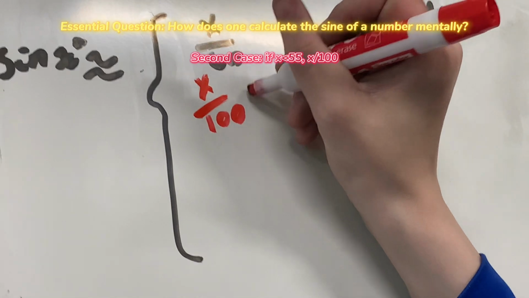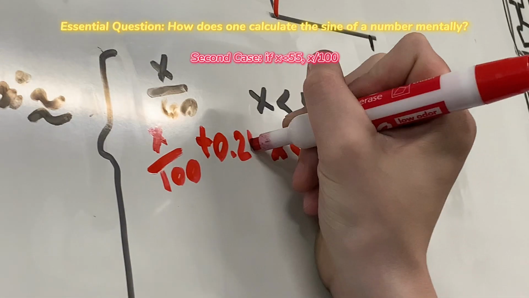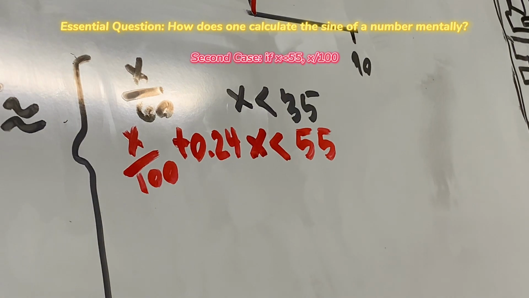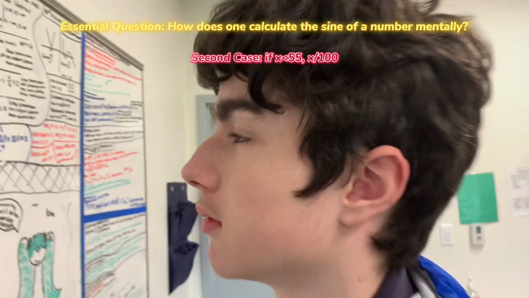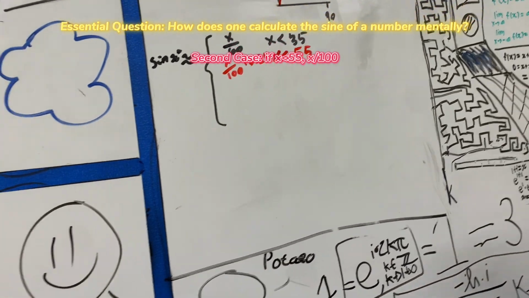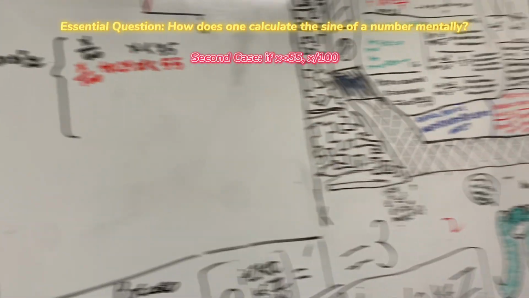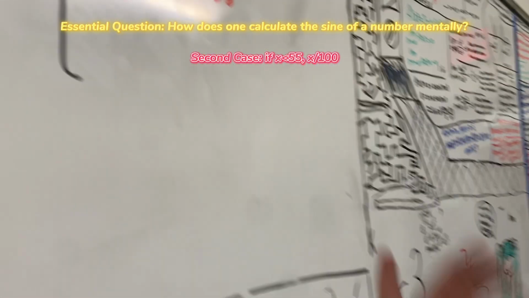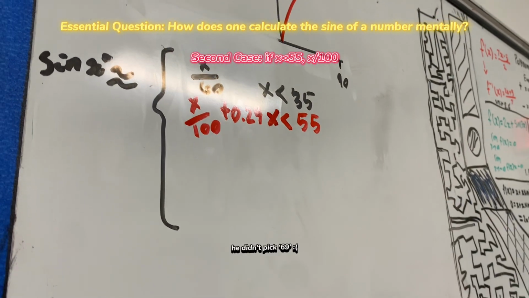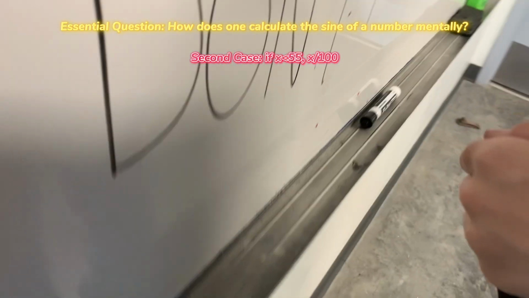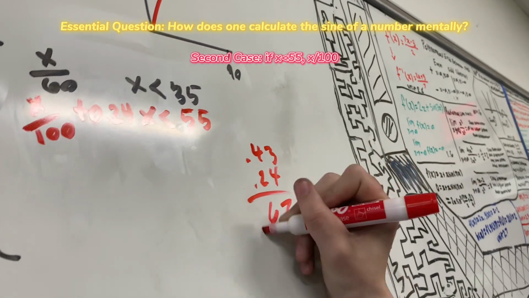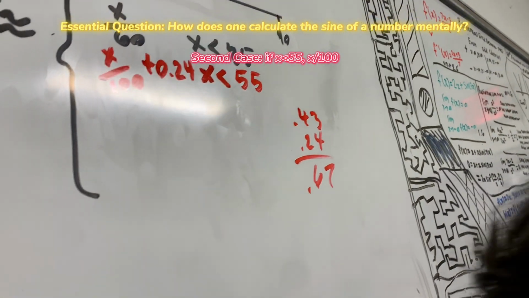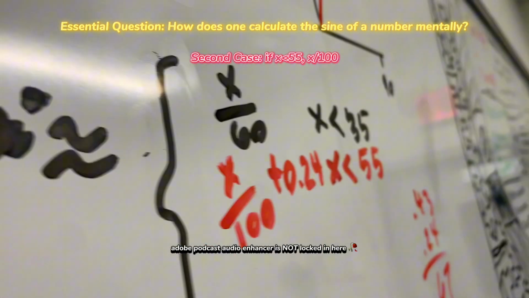Okay, 0.24. Alright. Okay, so let's say about 69. Okay, we're going to go with 43. So you can divide that in your head, that's easy. And then 6.67. You could use that or 55.